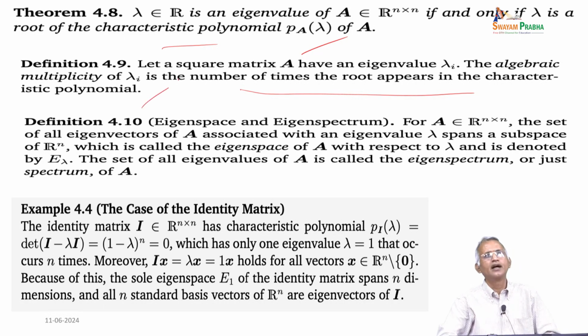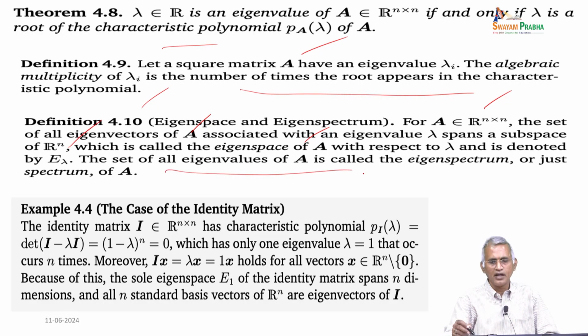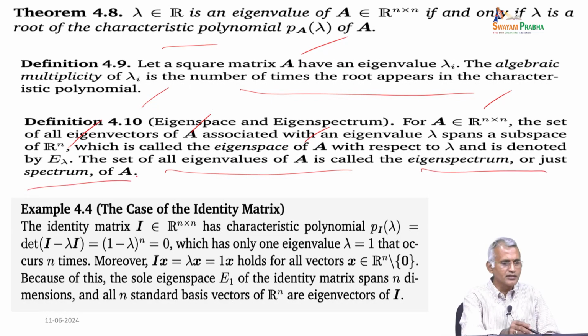Next definition, eigenspace and eigenspectrum. For A in R^(n×n), the set of all eigenvectors of A associated with an eigenvalue lambda spans a subspace of R^n called the eigenspace of A with respect to lambda, denoted by E_lambda. The set of all eigenvalues of A is called the eigenspectrum, or just the spectrum, of A.